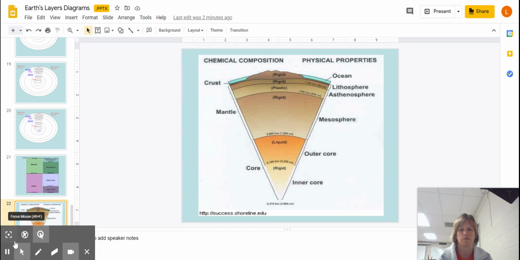All right, and that's the end of the Earth's layers diagram. We will hear these layers a lot more in our unit on plate tectonics.